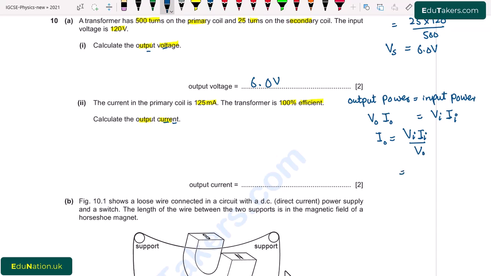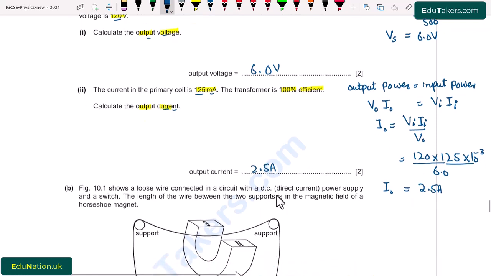So the input voltage is given in the question, that is 120 volt. I write here 120 multiplied by the input current, which is 125 milliamperes. First of all we have to convert milliamperes into ampere, that's why I multiply it by 10 to the power minus 3, divided by the output voltage that we calculated, which is 6.0 volt. So the output current comes to be 2.5 amperes. So I write here 2.5 ampere.